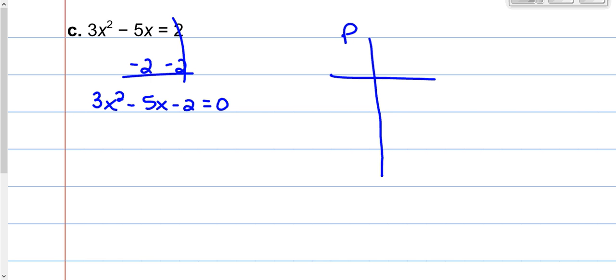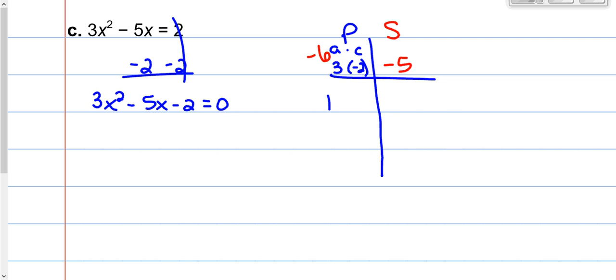So I want to get a product. Remember before I told you it was going to be a times c? Well, now we have an a value here that is larger than 1. So we have 3 times negative 2, which I'm going to write over to the side here, is actually going to be negative 6. And then our sum is negative 5. So I need numbers that are going to multiply to give me negative 6 and add to give me negative 5.